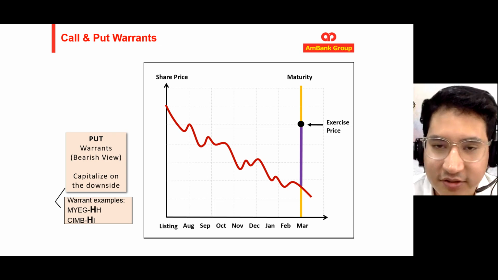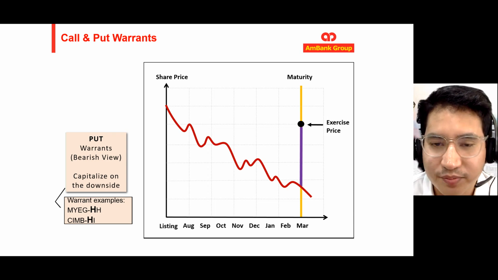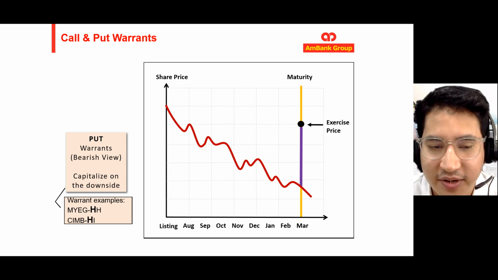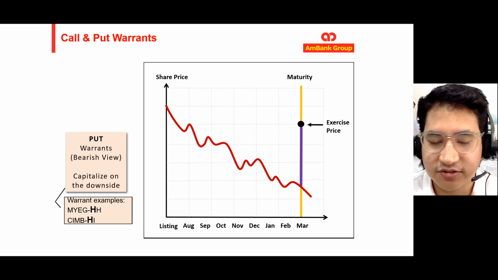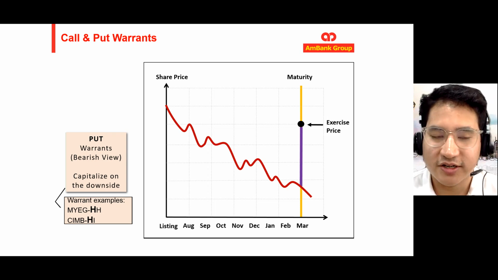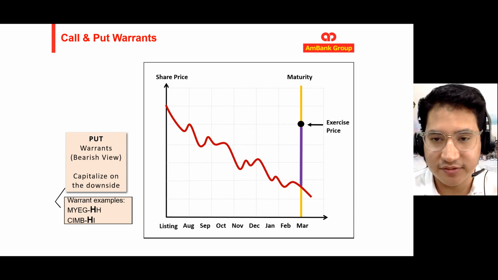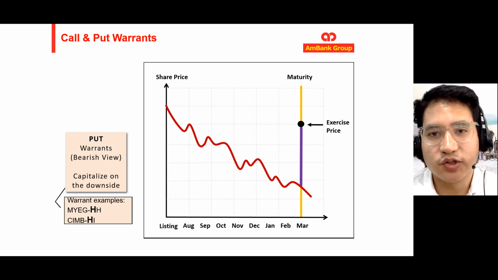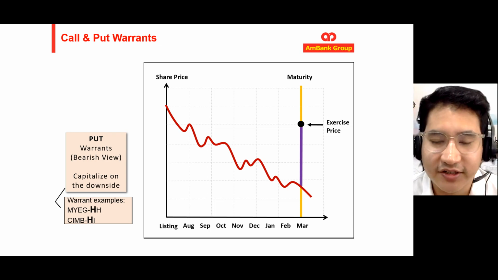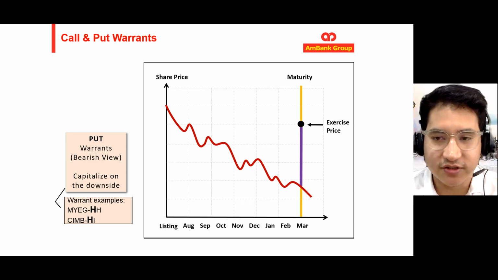Put warrants are the opposite of call warrants. You should buy them when you think that the underlying has a bearish trend, or you want to capitalize on the downside. So you think that the underlying share will go down in the next one or two months, so you can buy the put warrants. This effectively means that you can short the underlying without having to hold the underlying. It's a very useful tool for the very short term, for someone who wants to make a gain in the short term on a bearish view. For example, you can have MYEGHH on the market or CIMBHI. So you're buying the structured warrants of these.